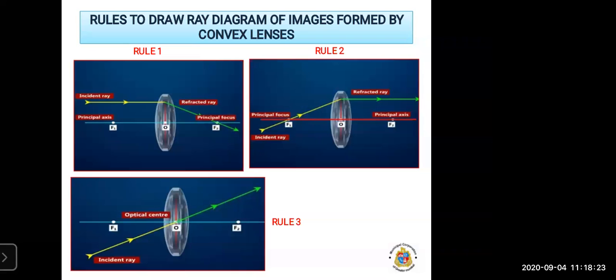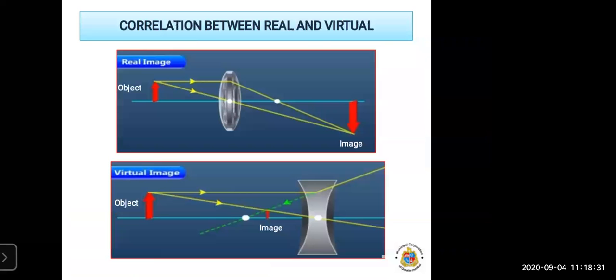Okay. Now, related to these three rules, let us learn about the images formed by the convex lens. Before that, what is meant by a real image and what is meant by a virtual image? Look at the diagram, students. The first diagram shows the images formed by the convex lens. Remember, students, the object is always placed on the left hand side. So the object is there.